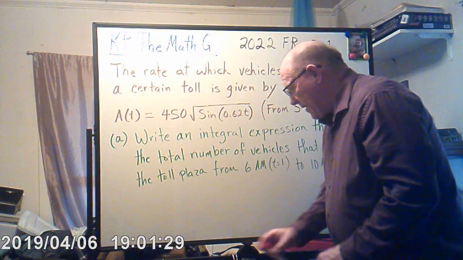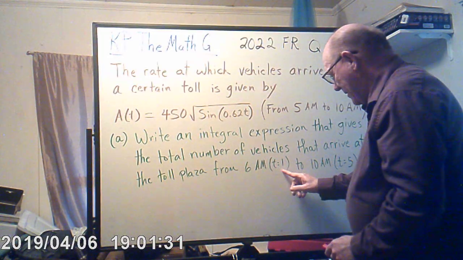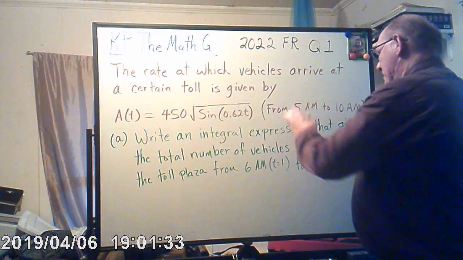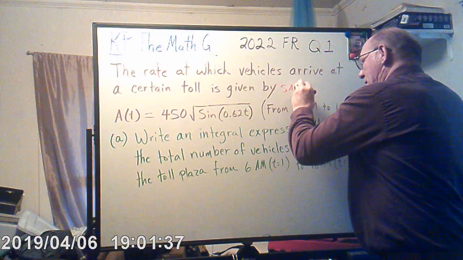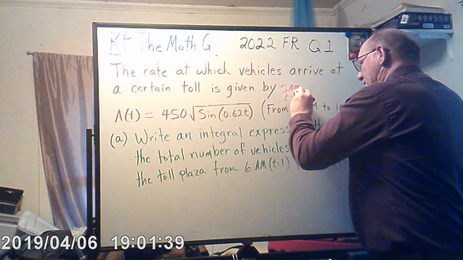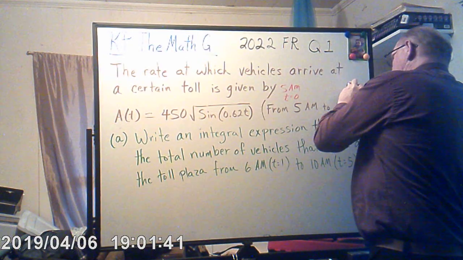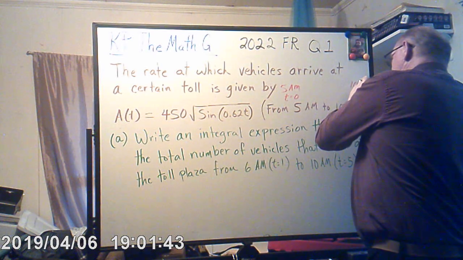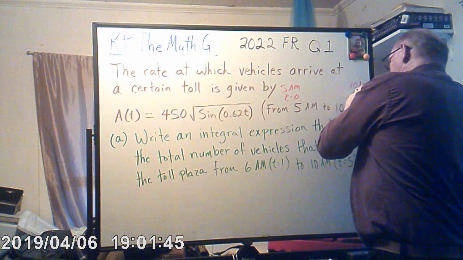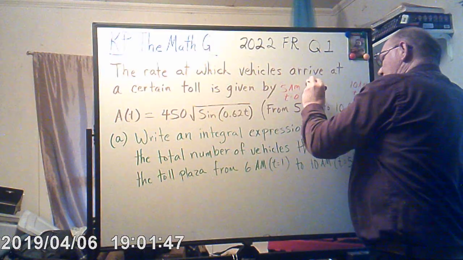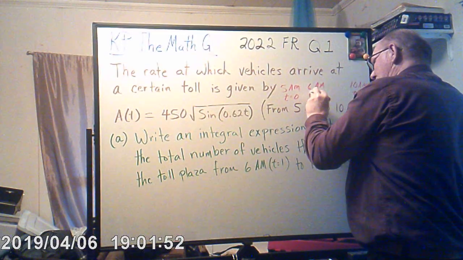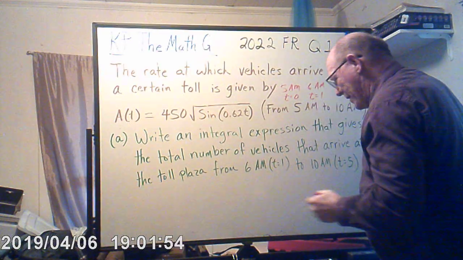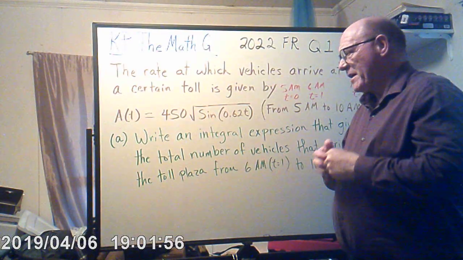Just a little thing that we understand: this is t equals 1 because if you look at 5 a.m., 5 a.m. is t equals 0, 10 a.m. is t equals 5, so 6 a.m. is t equals 1. And that's what you need to understand from the start.